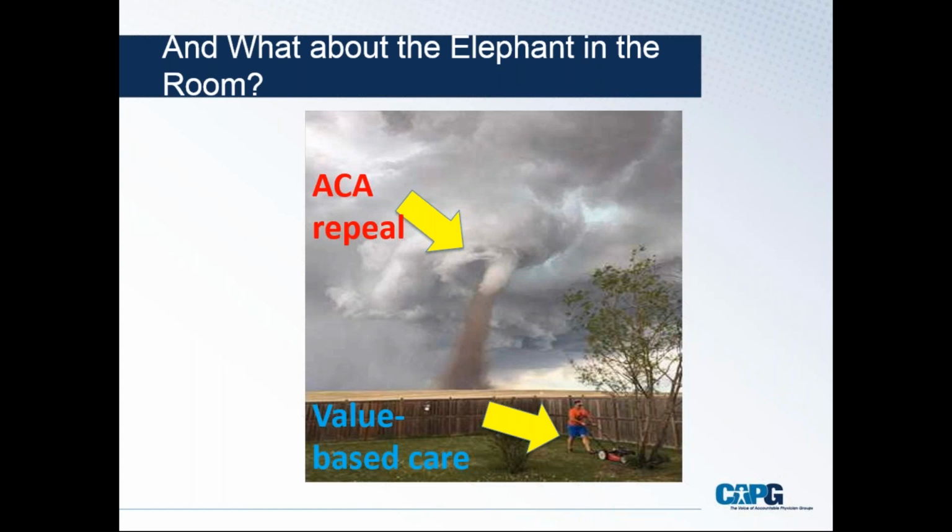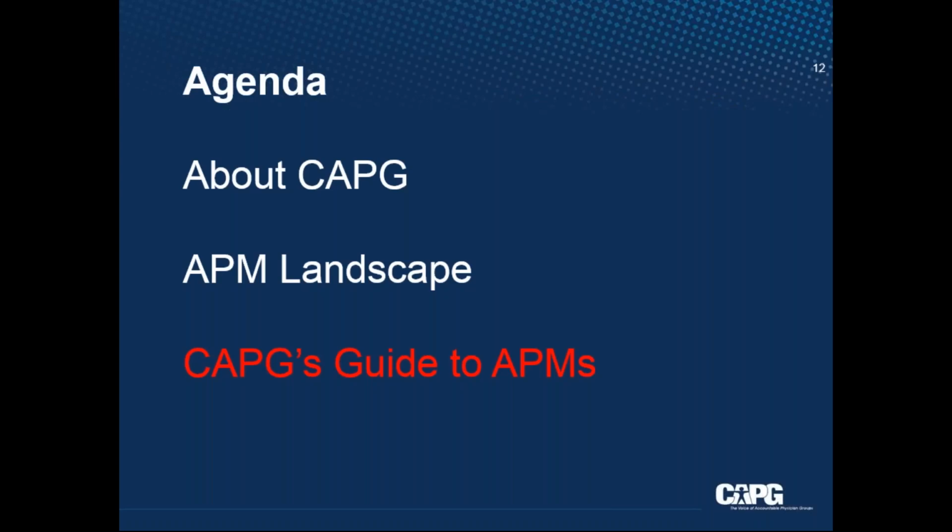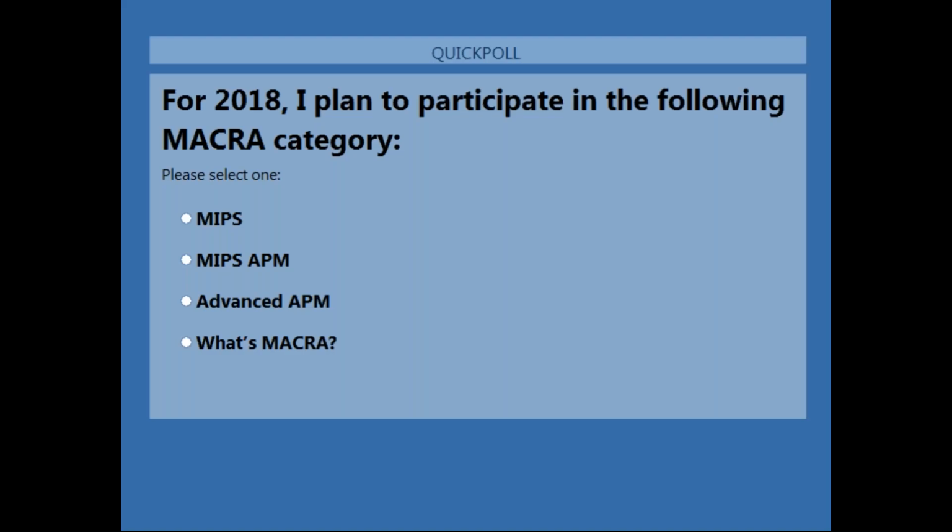And you're not really going to be able to solve the cost or quality problem until you address that underlying delivery system design and put in place a system equipped to deal with the challenges that lie ahead. So that's my spiel on the landscape. And now we will turn to talking about the Guide to Alternative Payment Models.